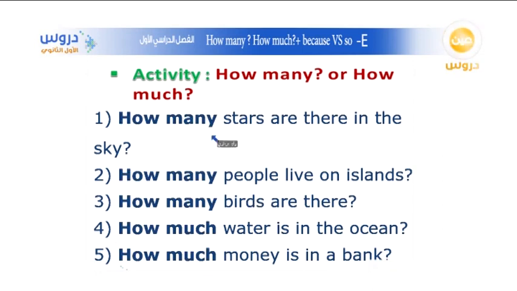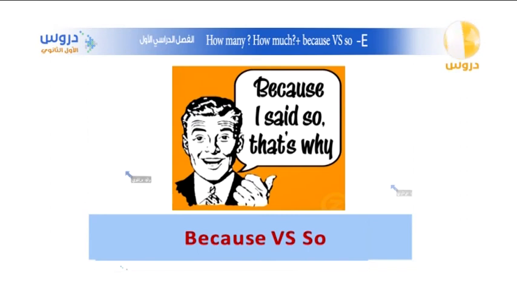Very good. So how many stars are there in the sky? Countable nouns, stars. How many people live on islands? For number 3, how many birds are there? Very good answers. For number 4, how much water is in the ocean? Very good, uncountable, as you have just said. How much money is in a bank? The same as the 4th sentence. Very good, perfect. Thank you so much.